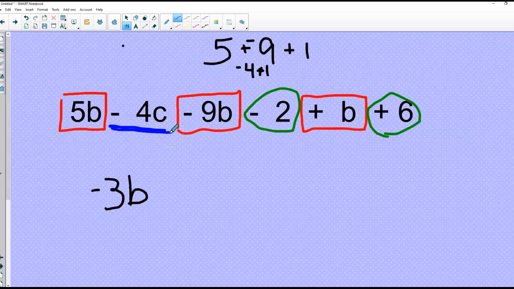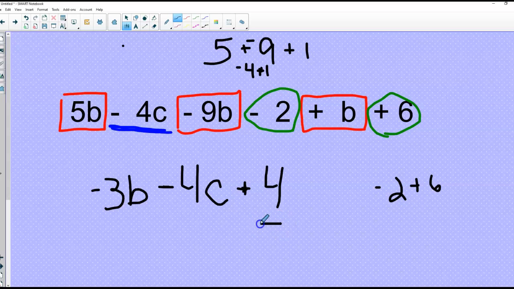Okay, now this c we said did not have a like term. There was nothing to match it up with to combine. So we're just going to bring it and the sign down. So minus 4c. And again, now I need to move to the constants. So the problem is negative 2 plus 6, and negative 2 plus 6 would be a positive 4. So I'm going to put plus and the 4 here. Okay? There's nothing to combine. That's all we can do. So this would be your final answer.